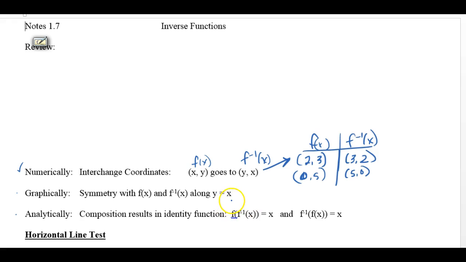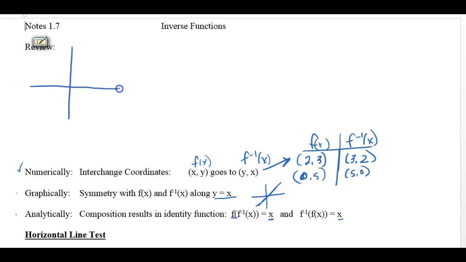Now, graphically, you know the two functions are inverses if they are symmetric along the y equals x line. That's just the diagonal. The y equals x line looks like this. So if you can imaginarily fold along that line and the two shapes match, then they are inverses. And then analytically, the composition results in an identity function. We'll talk more about this later, but basically if you plug one function into the other, make a composition, and solve it out algebraically, you get x. And the reverse: you plug the original function into its inverse, solve algebraically, you get an x as well.